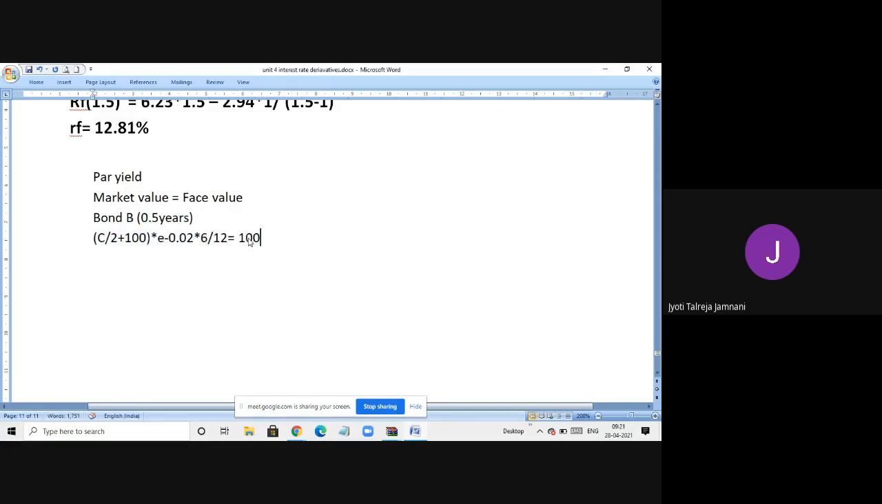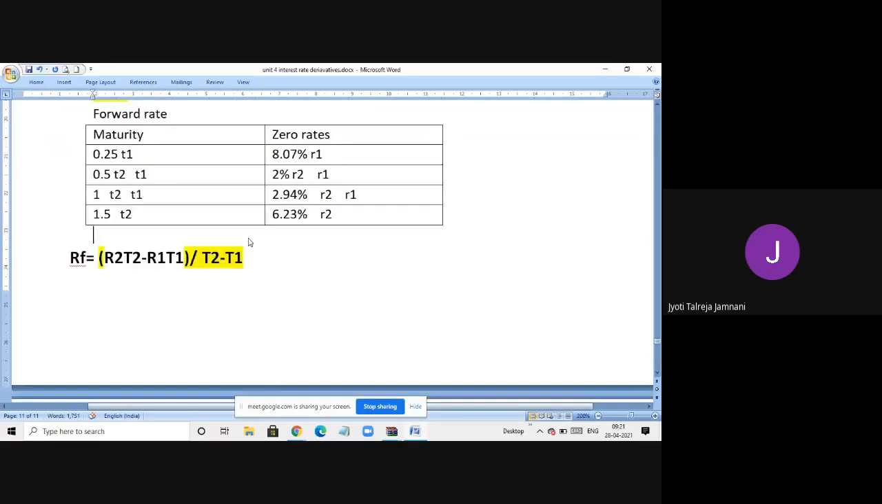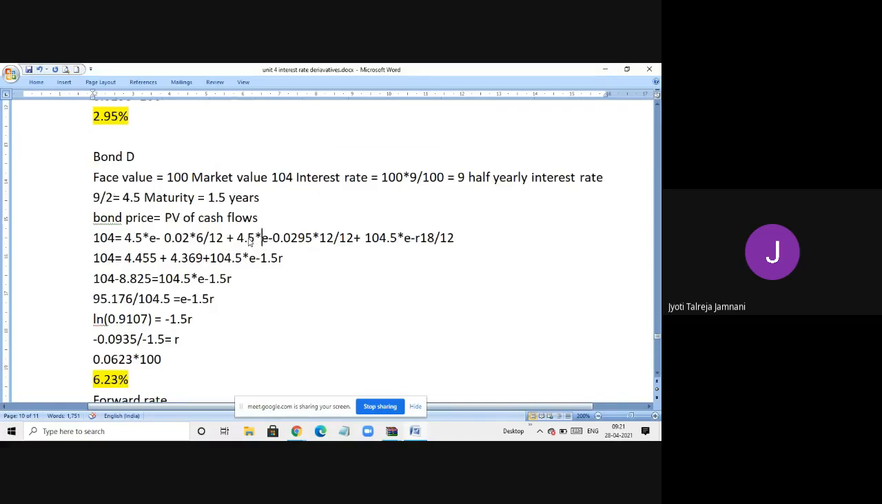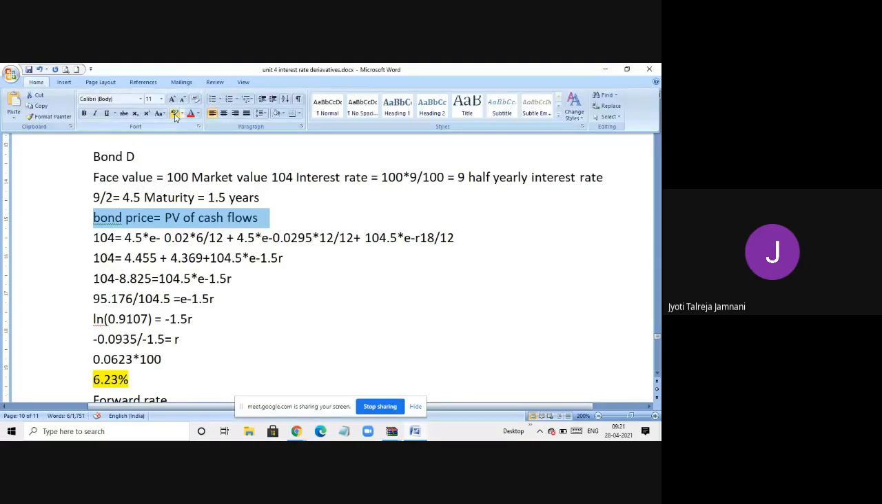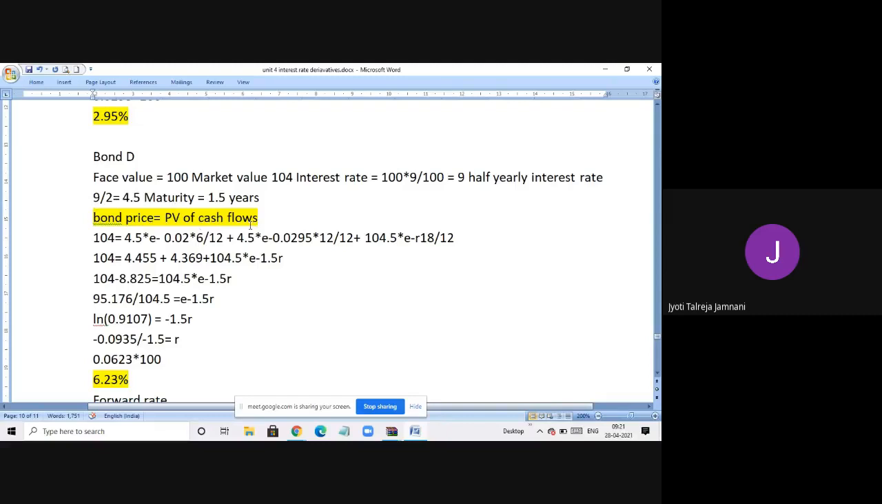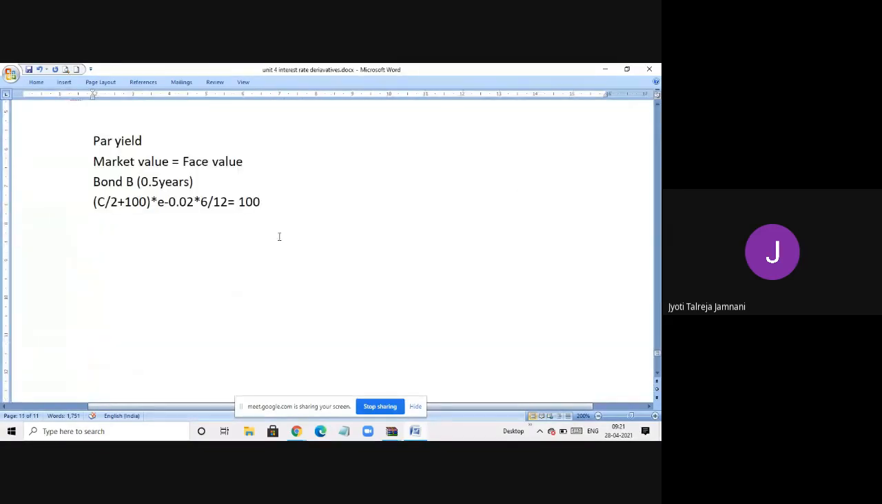So face value is 100. I'll repeat it again. We have to do market value equal to face value. Market value is nothing but the bond price. How do we calculate the bond price? When we did the zero rate, I had given the equation here. If you see, bond price is nothing but the present value of cash flows. So we are going to take the present value of cash flows and find at what value of C, that is the interest rate, will the market value and the face value be equal.